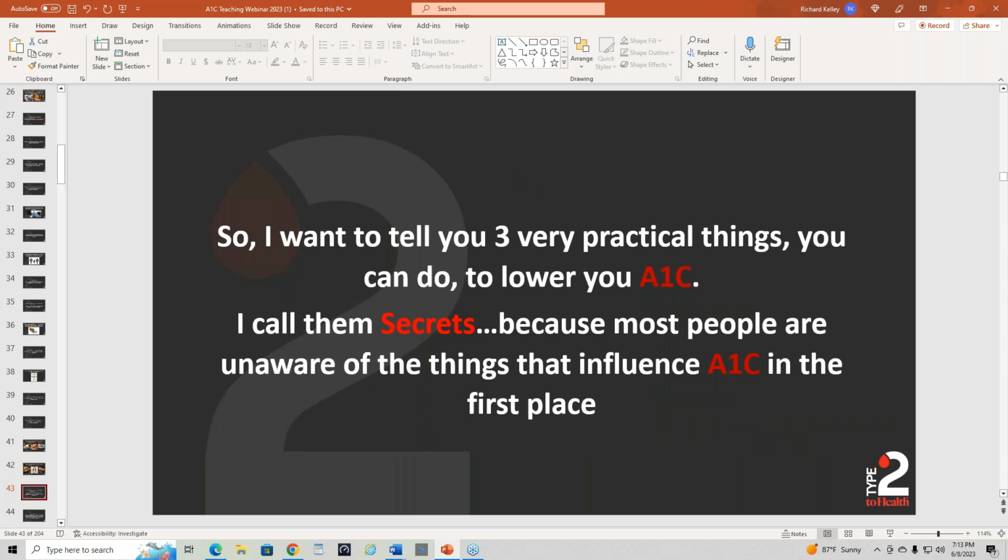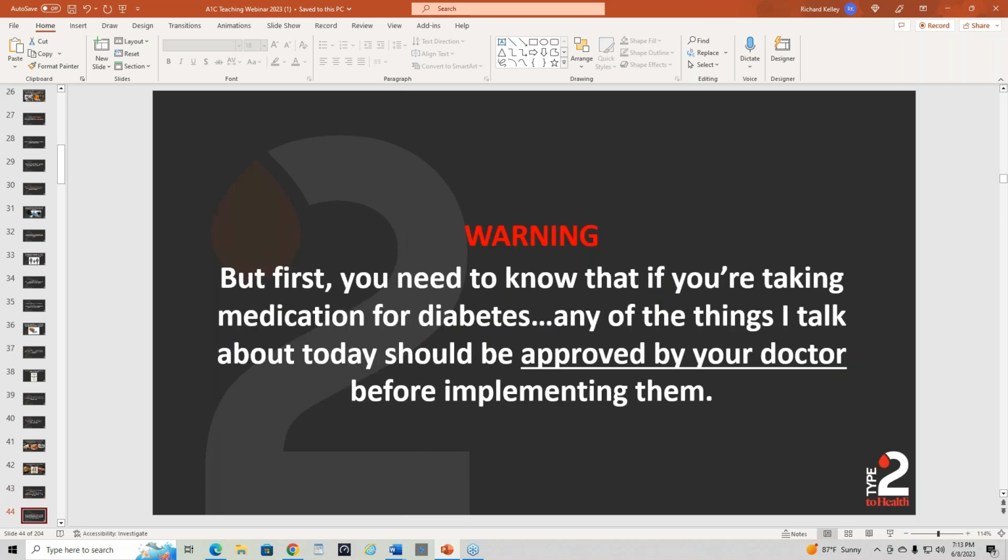So I want to tell you 3 very practical things that you can do to lower your A1C. I call them secrets because most people are in fact unaware of these things that influence A1C in the first place. But I'll give you a caveat, a warning. The first thing you need to know is that if you're taking medication for diabetes, any of the things that I talk about today should be approved by your doctor before implementing them.